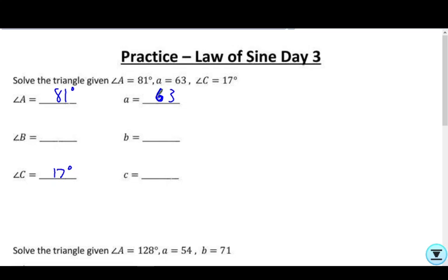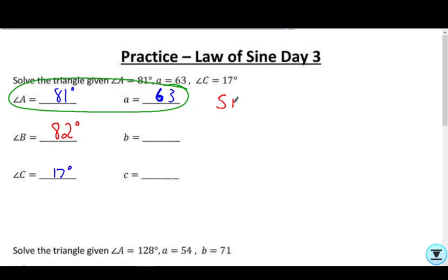We're going to find angle B and side C, but since they've given us two angles, we can easily find our third angle because all three of these have to add up to 180 degrees. So subtract the two given from 180 and I get 82 degrees for angle B. Next, since they've given me one of these, this is the ratio I'm going to use for my law of sines for both solutions. So let's start by finding side B.